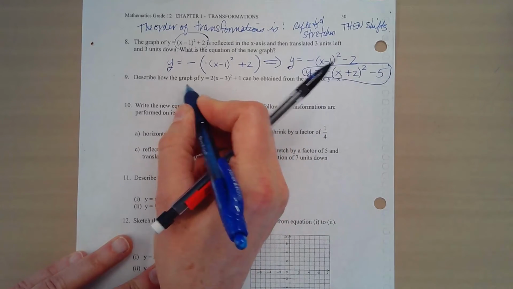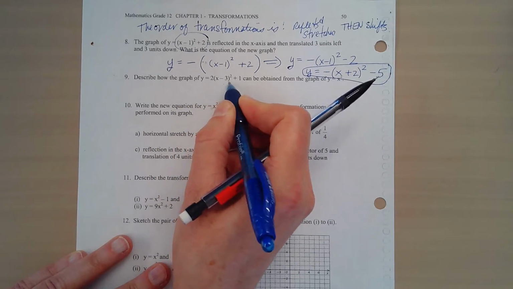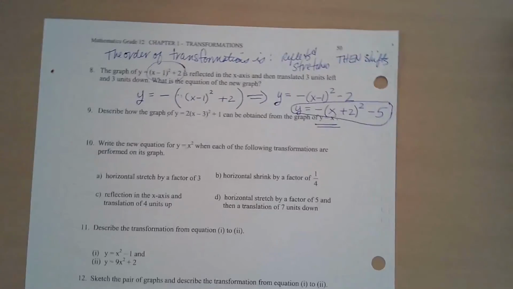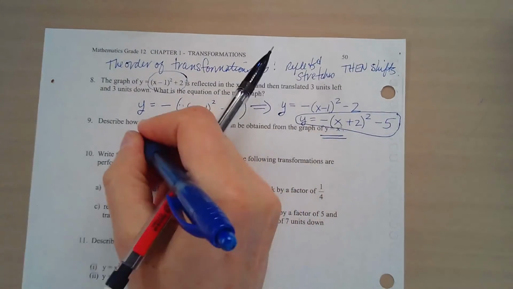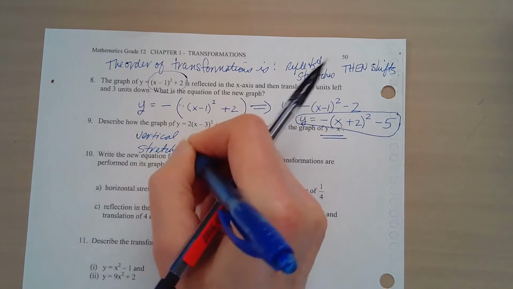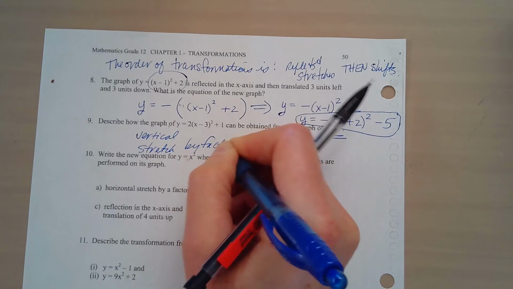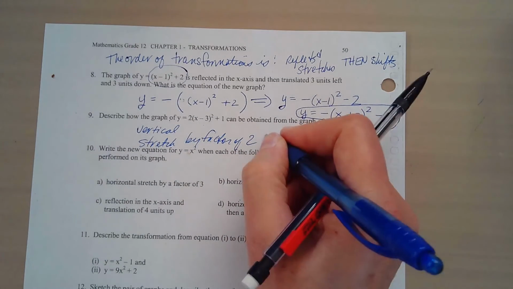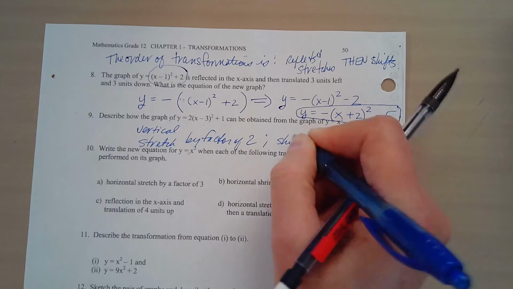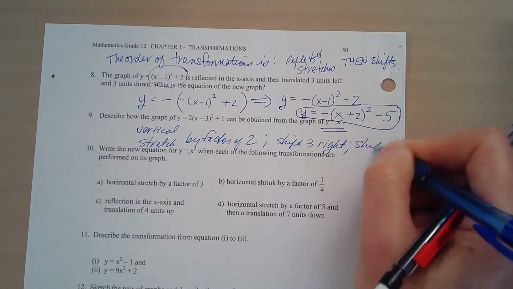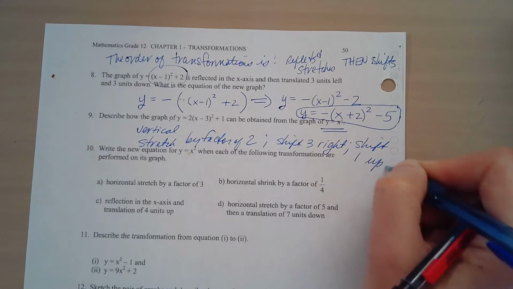I would describe how the graph of y equals 2(x minus 3) all squared plus 1 can be obtained from this. I would describe it as a vertical stretch by a factor of 2, okay? And then I would say shift 3 to the right and shift 1 up. Agreed?